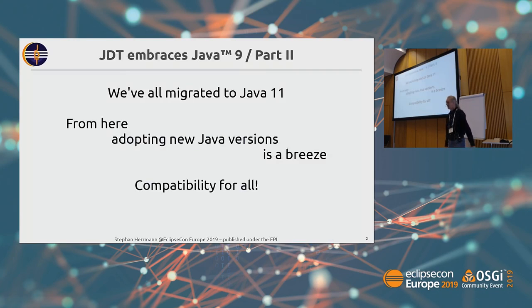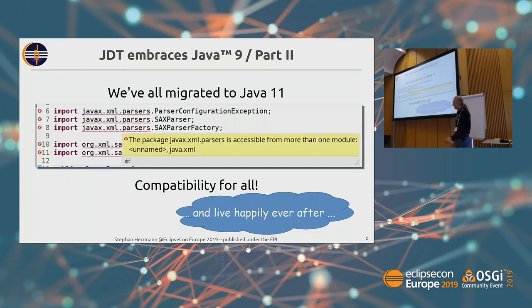Basically, this is the continuation of a talk that I gave 2 years ago. Back then I spoke about how JDT embraces Java 9 and how we provide the support for this. And meanwhile, all of us have migrated to Java 11. From here, adopting newer versions of Java is obviously a breeze. Everything is compatible. Maintenance is a lot of fun, and we will all happily live ever after.